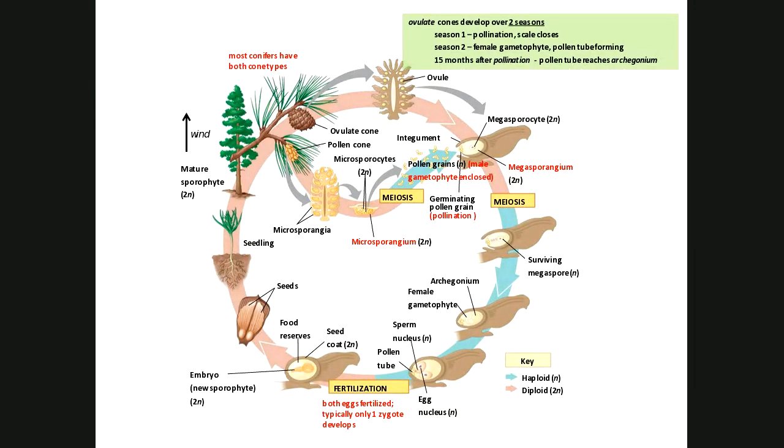So where do we want to start here? Let's start over here on the left with the actual sporophyte, the tree. The grown pine tree is a mature sporophyte, and it's diploid, and it has two types of cones. It has a pollen cone, and it has the ovulate cone. Now, most conifers have both cone types on one tree, the male and the female reproductive parts on the same tree. There's a word for that. We call it monoecious. Monoecious means that there's one adult that has both sex organs. It's not hermaphrodite. In the case of plants, it's having both the male and the female cones.